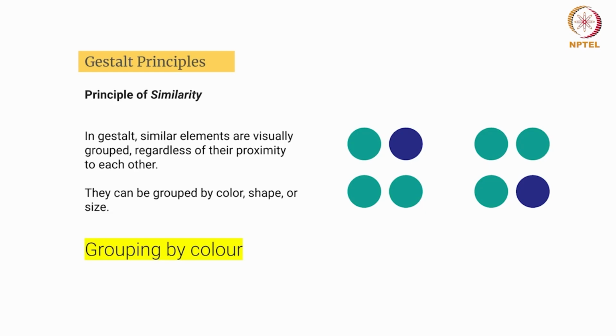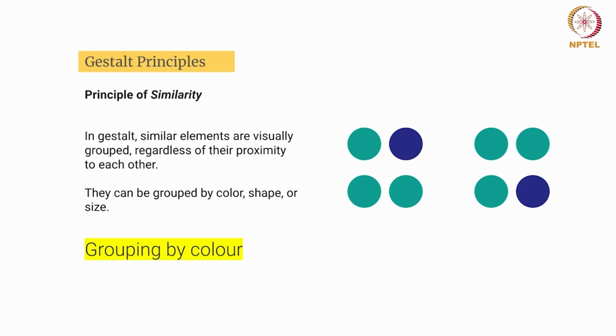What it means is that the Gestalt principle of similarity states that elements that share visual characteristics such as shape, color, size, texture, or orientation are perceived as belonging to the same group or pattern. So this principle reflects the human brain's natural tendency to organize and interpret objects based on shared attributes, creating a sense of harmony and order in visual experiences.